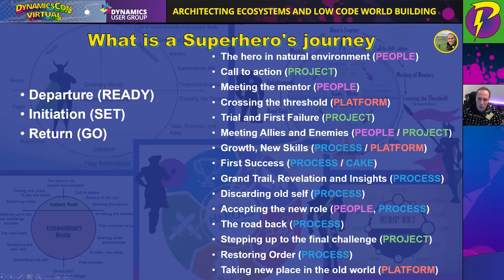Also, quickly looking through a couple of these, you can see how they're relating back to processes, platform and people. Another interesting one is taking your place in the new world instead of the old world. Once you've proven the success, the platform should then be your new world moving forward.